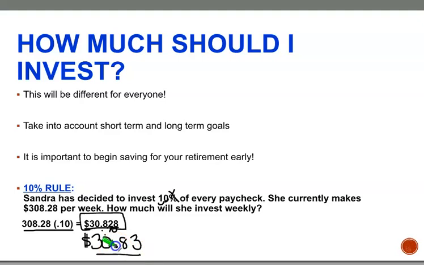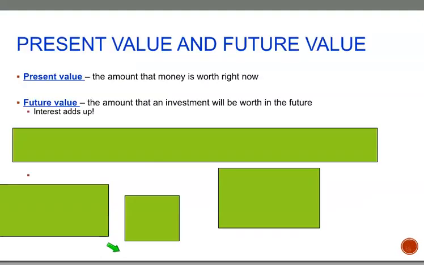$30.83. Can she afford it? Yes. Can you afford it? Don't know. We have to figure out your budget. Okay, so what are we going to do with that money now? Let's take a look at this.